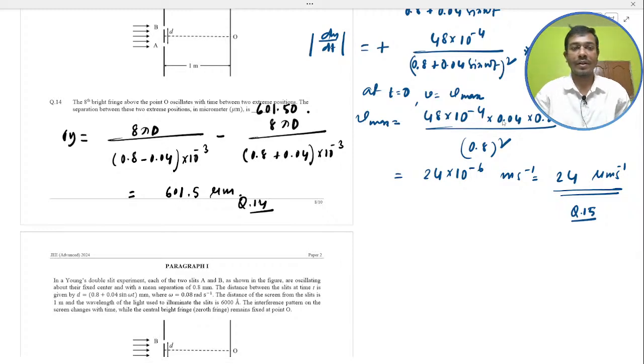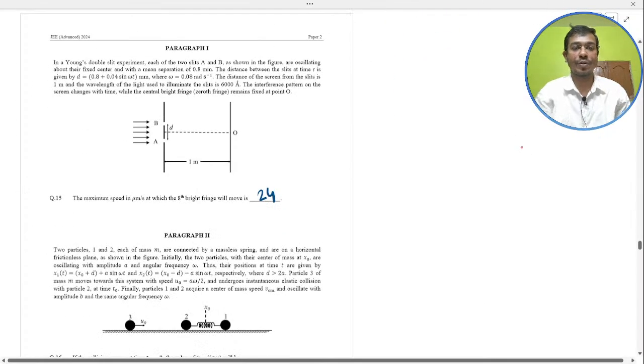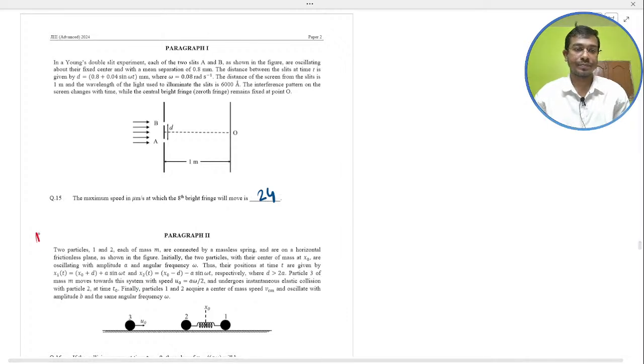And the last one, paragraph 2, is for your homework. Homework number 5.